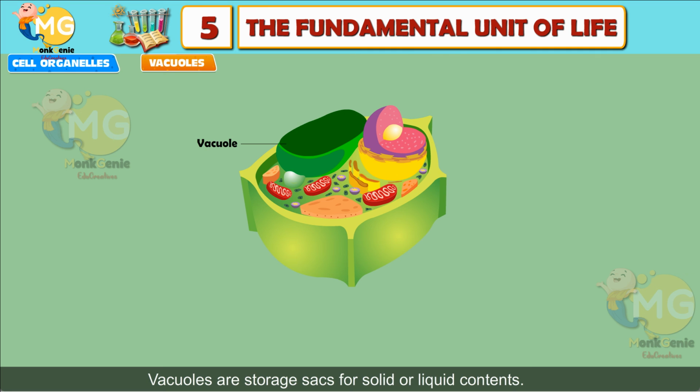Vacuoles. Vacuoles are storage sacs for solid or liquid contents. Vacuoles are small-sized in animal cells, while plant cells have very large vacuoles. The central vacuole of some plant cells may occupy 50 to 90% of the cell volume.